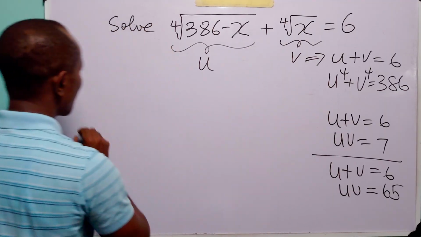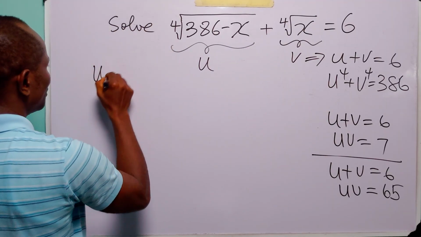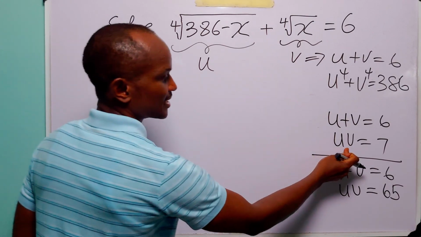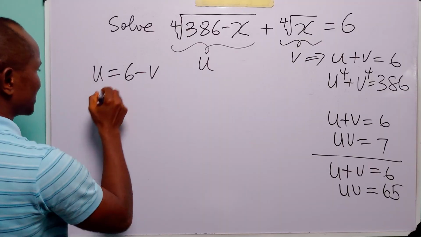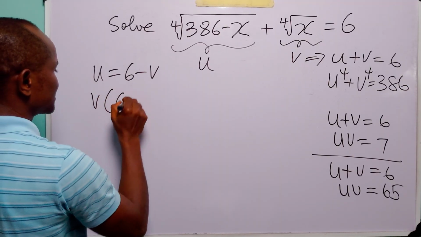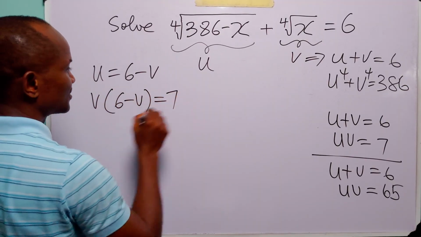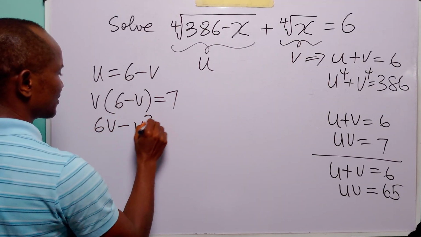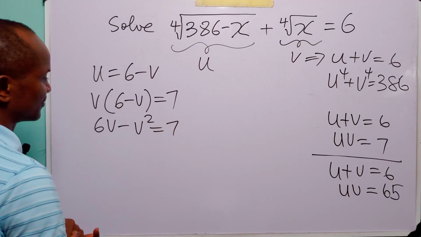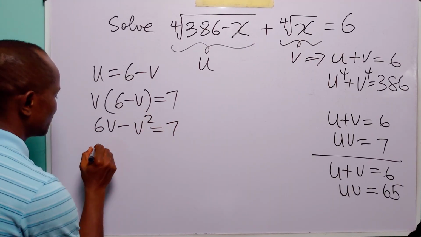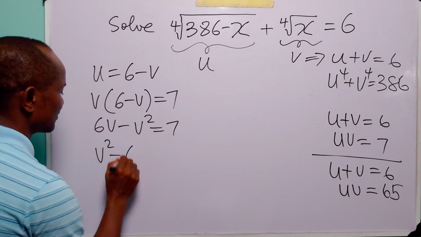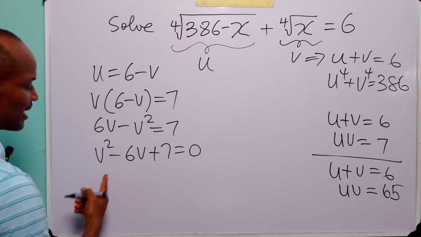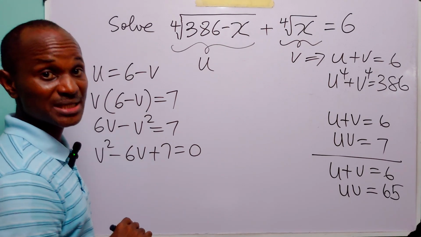From this first equation, we have that u = 6 - v. Substituting this into the second equation, we have v(6 - v) = 7. Expanding this, we have 6v - v² = 7. Rearranging this equation, we have v² - 6v + 7 = 0. Now we cannot factorize this equation, so let us complete the square.